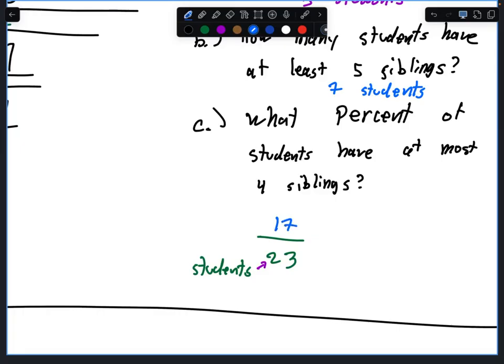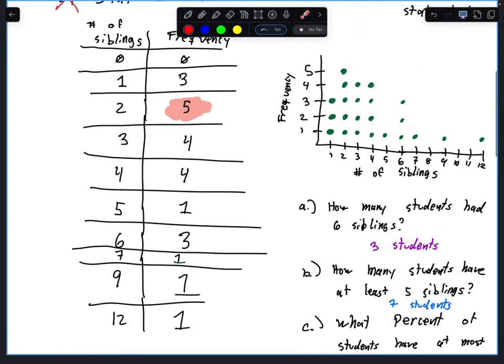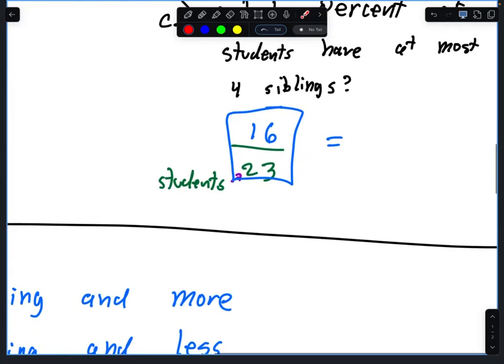So 16 over 23. Which as a decimal is? Anybody throw that in the computer? We want to count all of these: 1, 2, 3, 4, 5, 6, 7, 8, 9, 10, 11, 12, 13, 14, 15, and 16. Frequency is how many people have it. It's 0.69, which is 69%. That is our notes.